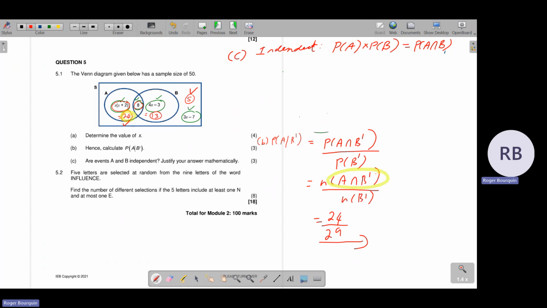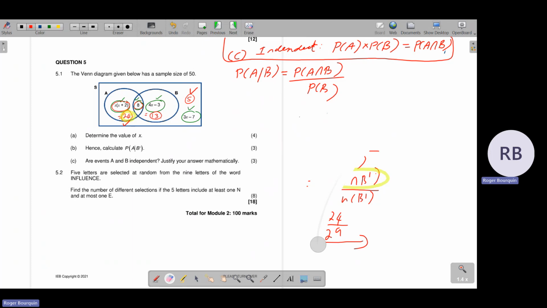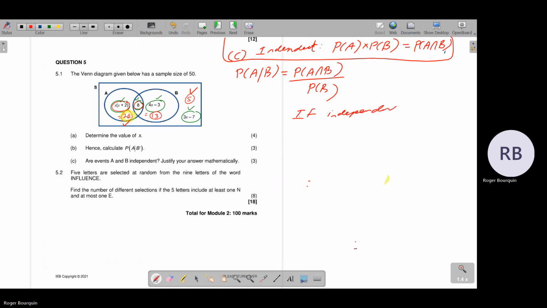But your other way you can prove independence is this. If you've got the probability of A given B, so now that's the proof. If that's true, they're independent. You know the probability of A given B is probability of A and B over the probability of B. But now, if they're independent, then the following should happen. Probability of A given B, this is only if they're independent.